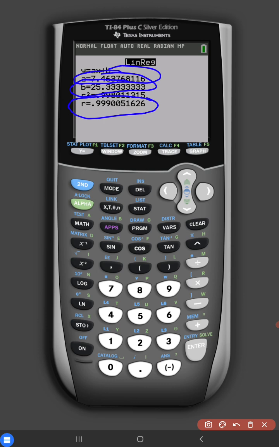We're not quite there yet, okay? So then what I could do: my little y hat equals 7.464x plus 25.333. And if you notice, when we let the calculator do the work for us, it is very, very similar to what we got by hand.